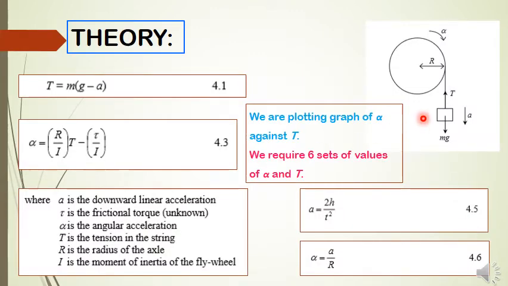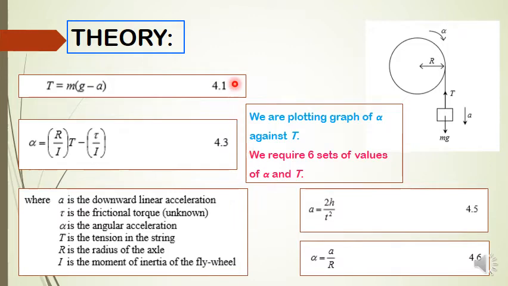Refer to figure 4.1. When the load of mass M is released from a certain height, it will move straight down with a linear acceleration of a. At the same time, the rigid body will rotate with an angular acceleration of alpha.